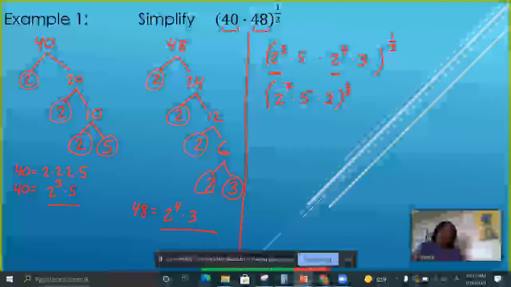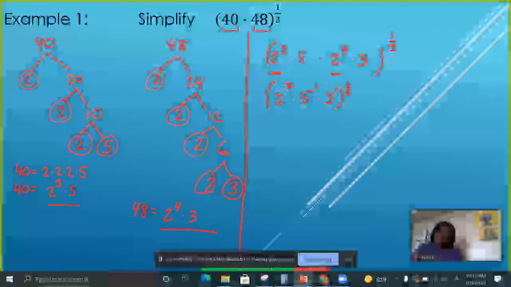Okay, now before I keep writing, let's just think about what we're doing here. We're going to multiply that 1/3 power to the inside powers. Don't forget that everything inside the parentheses is getting raised to the 1/3, even the 5 and the 3. So for me, I like to remember, okay, in order to not forget about that 5 and 3, let's give them a 1 power right now, so we don't leave them out of the multiplying that we're about to do.